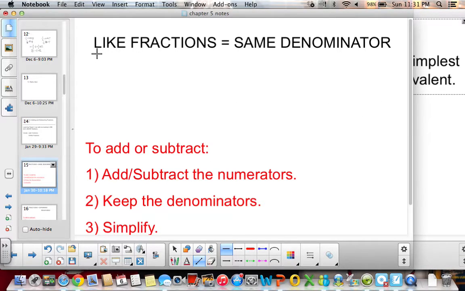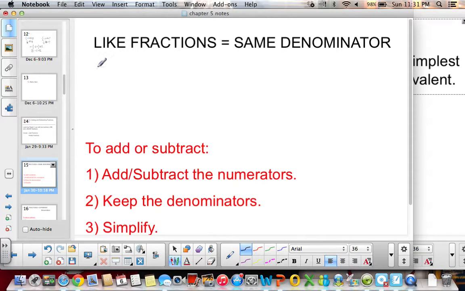So like fractions, which you'll want to write in your notebook right underneath your title, you want to write like fractions equals same denominator. So some examples of like fractions would be 2/3 and 1/3, or 4/10 and 9/10. Okay, denominator is the bottom number, remember. So like fractions have the same denominator.